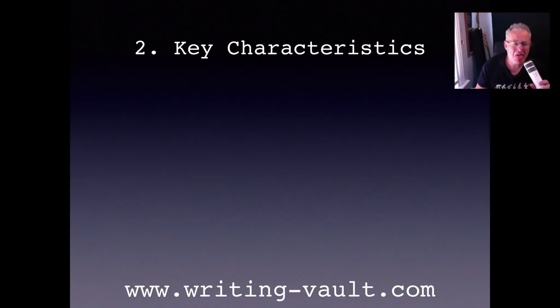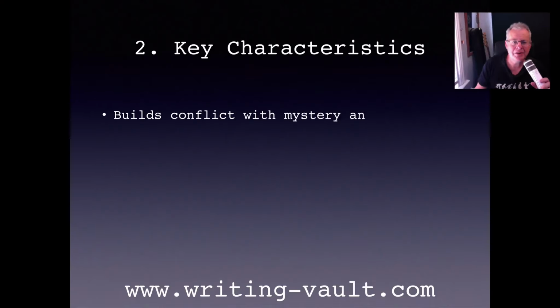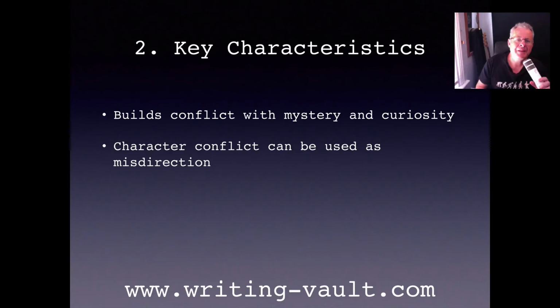Key characteristics of the story. It often builds conflict through the story with mystery and curiosity rather than necessarily conflict between characters. And in fact, you can use inter-character conflict as misdirection so that you're presenting plot events to the reader and just subtly distracting them from where the story is actually going.